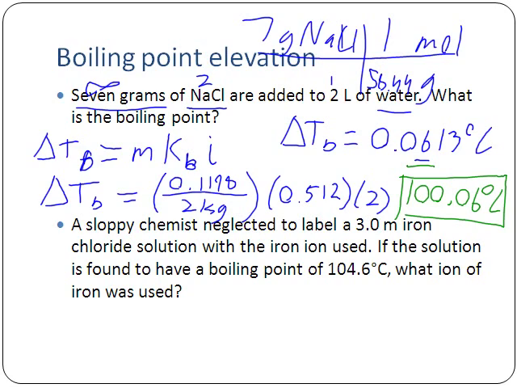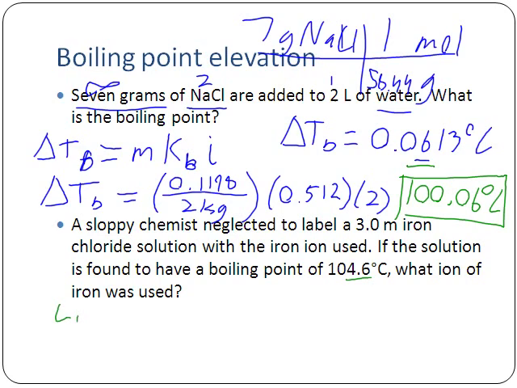So let's try to set this up. The way we're going to find out which type of iron ion it is, is we're going to basically boil it and look at what the boiling point is. That's going to let us figure this out. Let's take a look at how we do that. It says we have a boiling point of 104.6 degrees Celsius. Since this is in water, we know the normal boiling point of water is 100. And so delta Tb, the change in the boiling point, would just be 4.6.